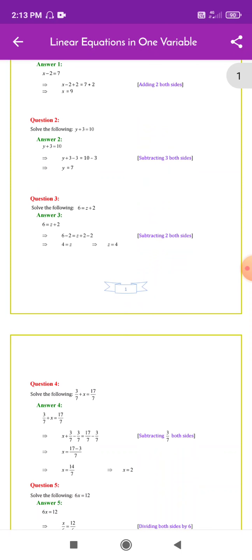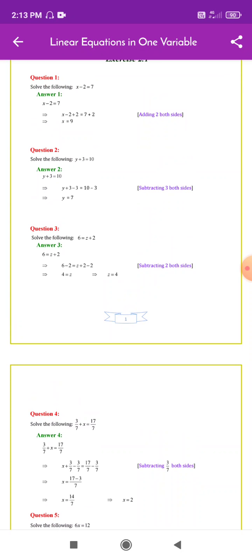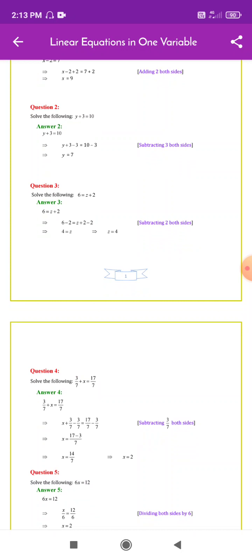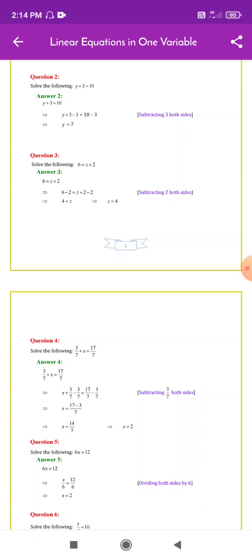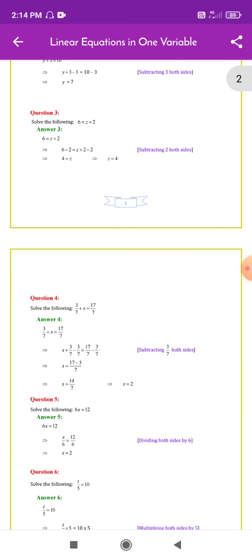In question number 2, y plus 3 equals 10. It is very much the same as the first one. Here it is plus 3, so we subtract 3 from both sides. Plus 3 minus 3 gives 0, and 10 minus 3 is 7, so the value of y is 7. In the same way, question number 3 is also done. Here plus 2 is given, so we subtract 2 from both sides, and we get z equals 4.